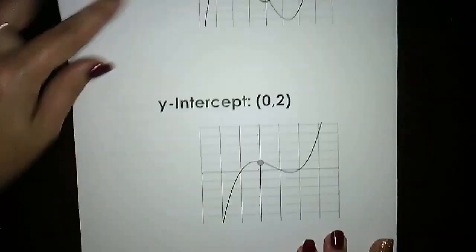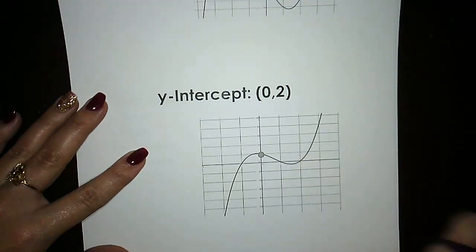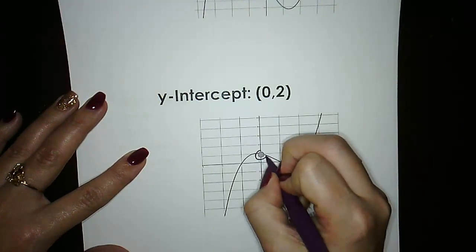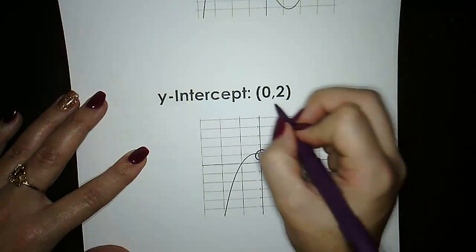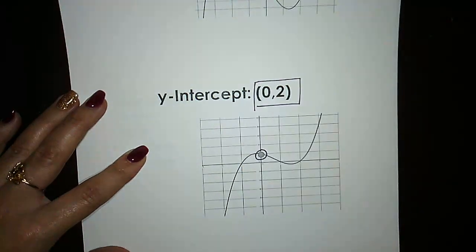Now look at this next example. Again, it's going up and down by 2s. So it crosses the y-axis at 2, so it's (0, 2).